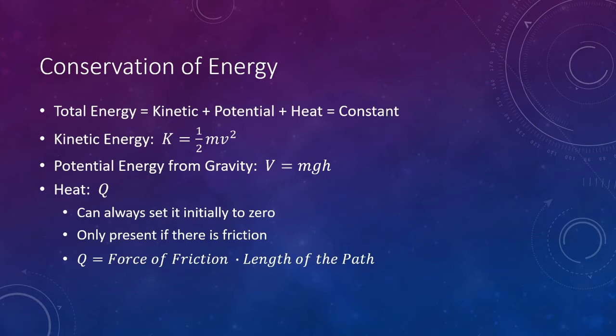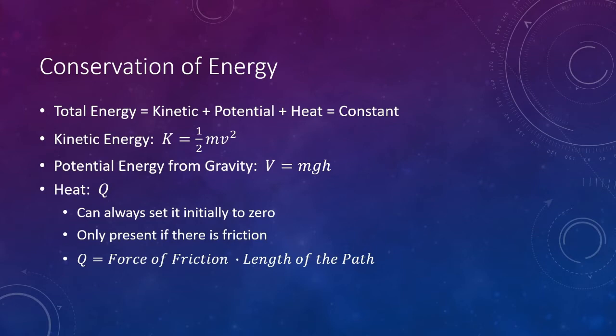So let's look at our conservation of energy. In mechanics, our total energy is kinetic plus potential energy plus heat if there's friction present. And the sum of those forms of energy has to be a constant. And it's the same constant no matter when or where you're looking at it. Kinetic energy has a nice definition. It's 1/2 mass times speed squared. It's just a flat value like that.